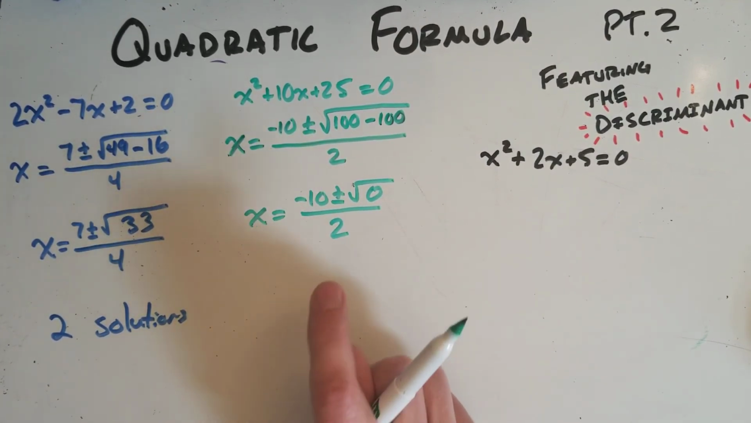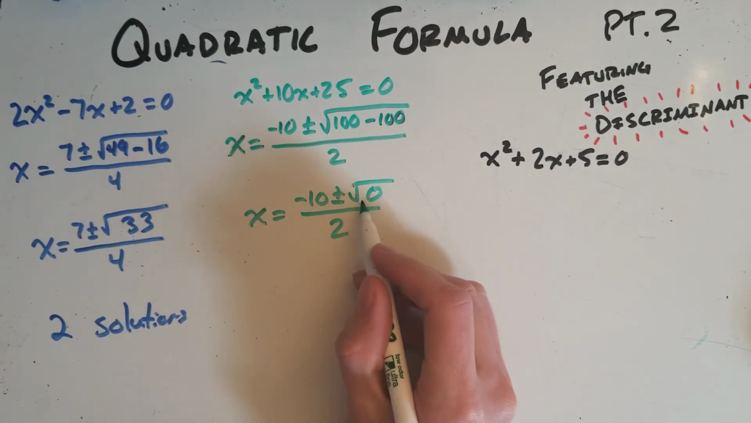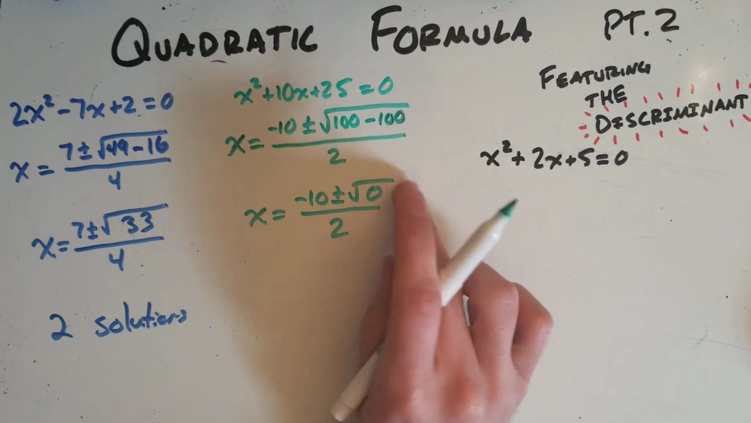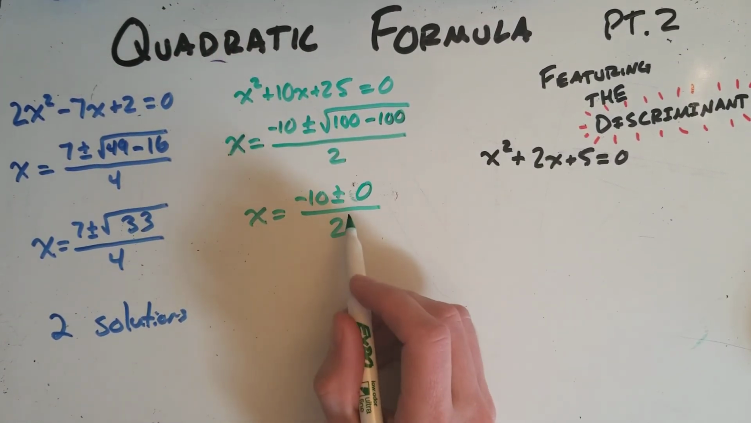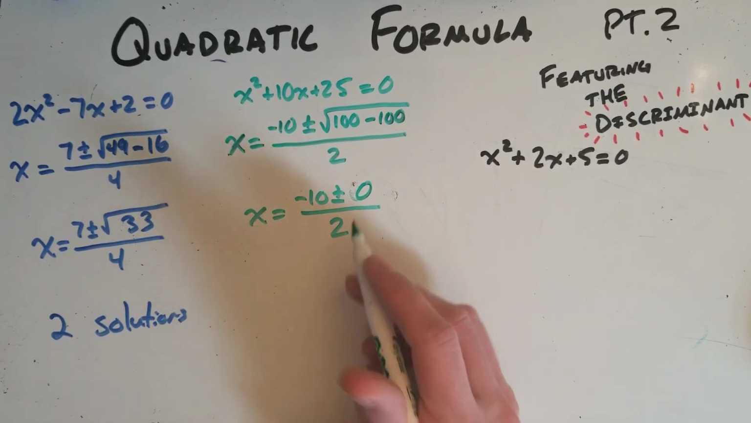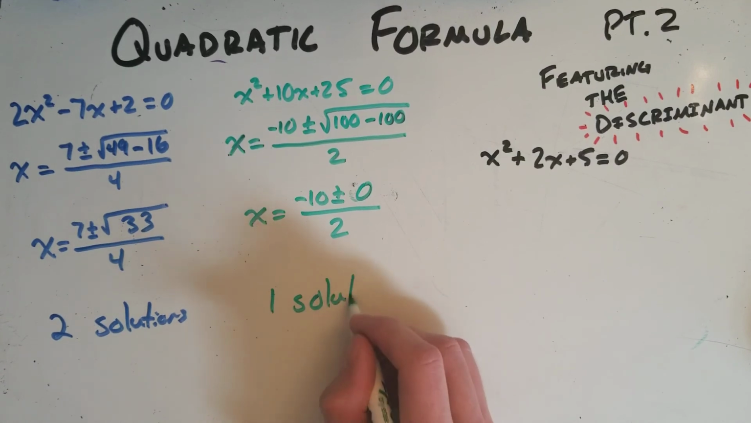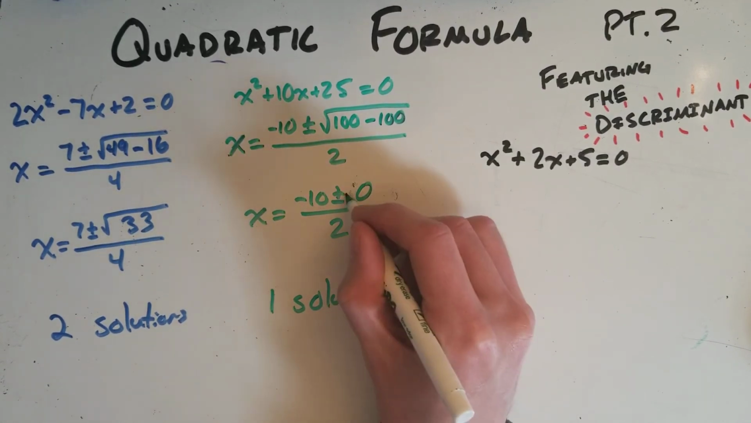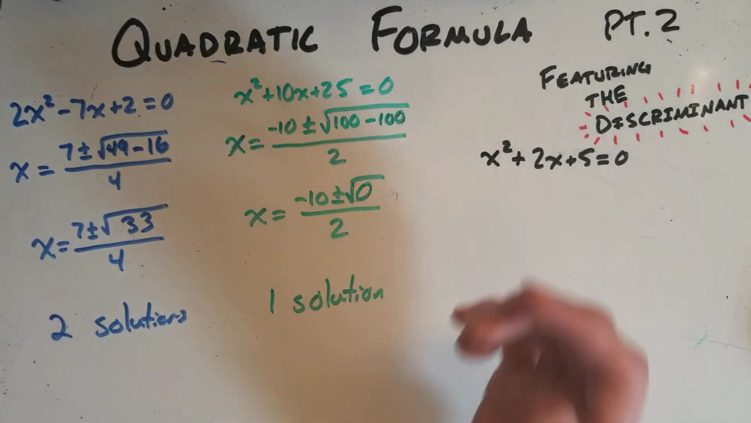Now for this one, if we're thinking about how many solutions we have, plus or minus the square root of 0. The square root of 0 is the same thing as 0. And if you think about it, it doesn't matter if you add 0 or subtract 0, you're going to end up with the same answer. So here you're only going to end up with one solution, because your square root of 0 simplifies to 0, so you're adding or subtracting 0.